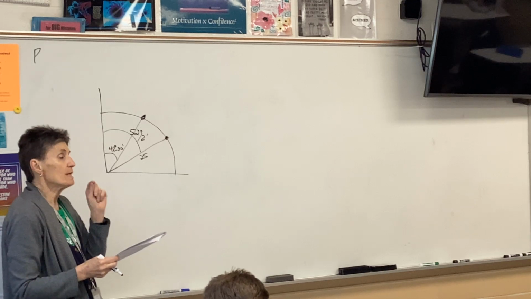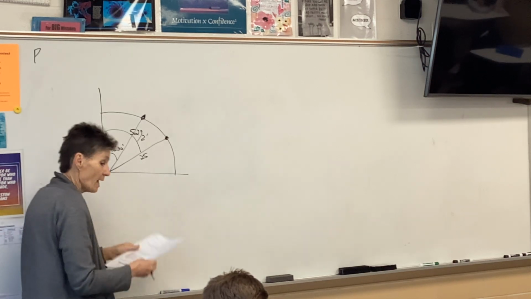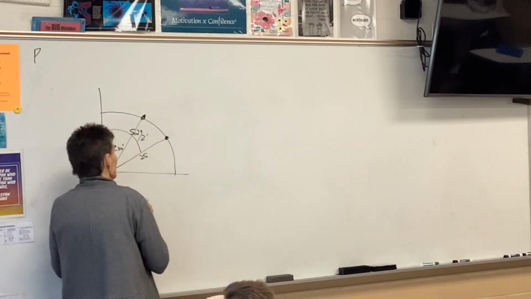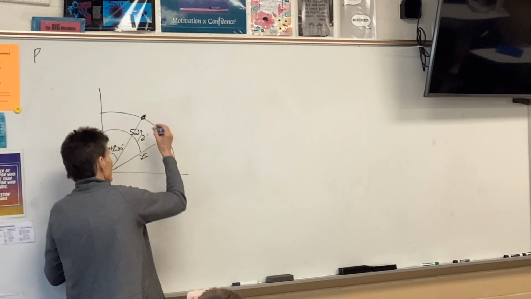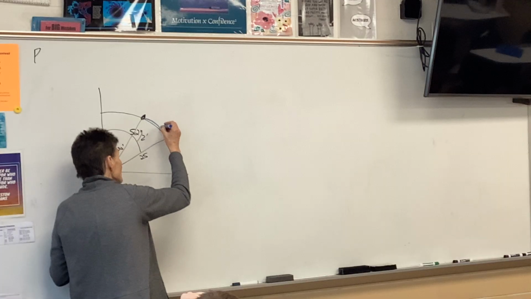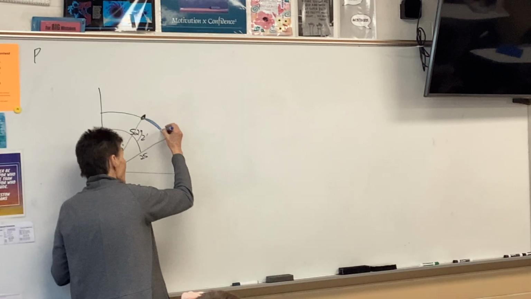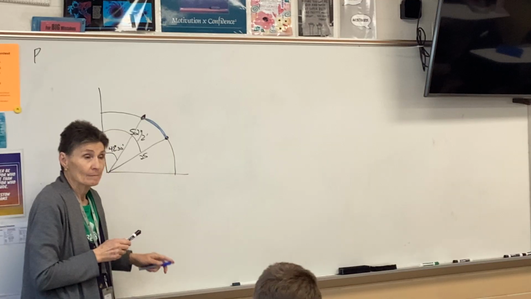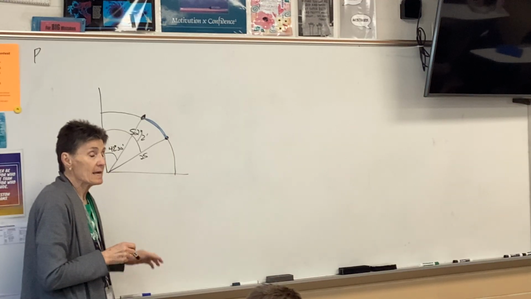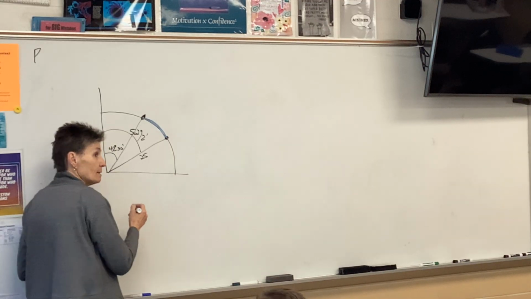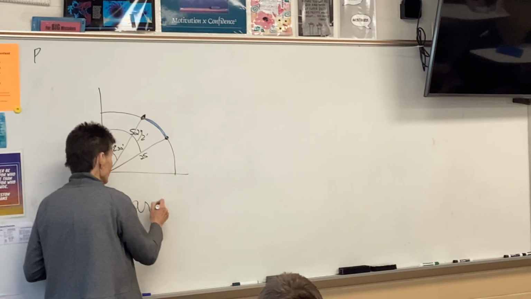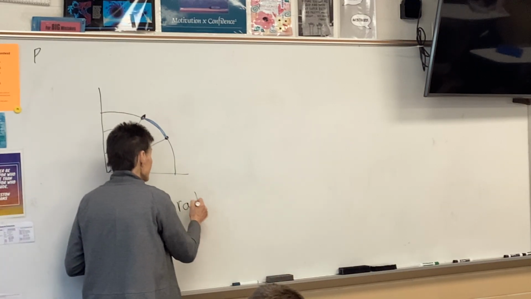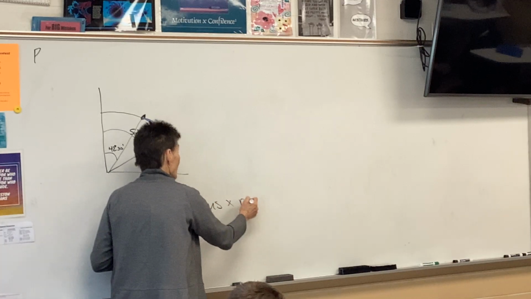Okay, so here's the deal. We want to know how far apart they are. Now, they drew a nice picture for you. So can you see that the distance they are apart is actually an arc? And how do we deal with arc length? What's our little formula? Arc length equals radius times radians.